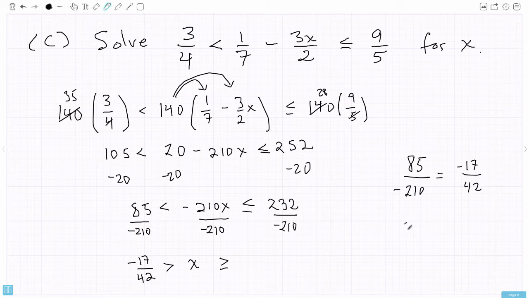232 divided by 210. Let's see if we can reduce that into an exact fraction. It can at least divide by a 2, so let's start with that. 232 divided by 2, 116 in the numerator, and 210 divided by 2 would be 105.